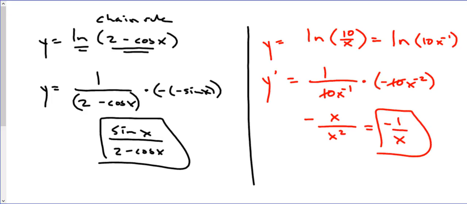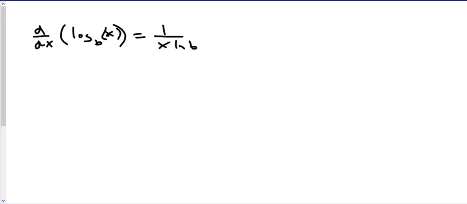Here's the final answer. Okay, so that is using the natural log. Let's talk about some where we have bases other than just e. So, for example, if we take the derivative of a log with a base other than e, like b, it's 1 over x, whatever the quantity is inside, times the natural log of b.